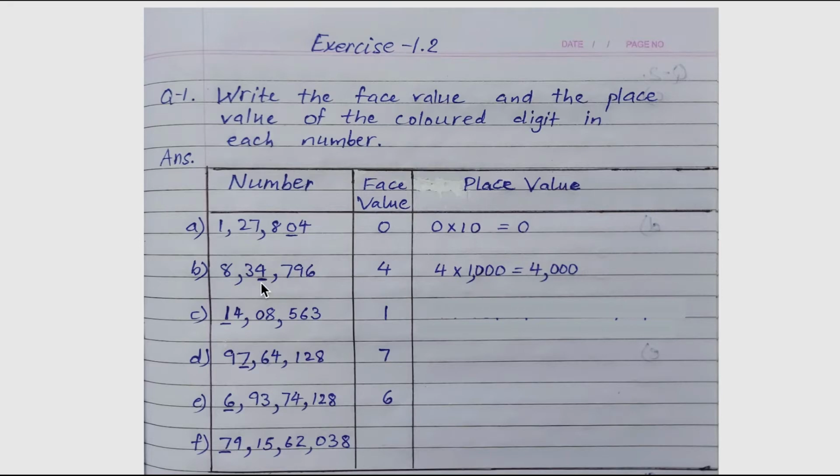Now over here in B, we have digit 4 which is highlighted, colored. Now we have underlined it over here, and its face value is the digit itself, so 4, and its place value is 4 multiplied by value of the place where it is located. So over here it is at thousands place. Ones, tens, hundreds and thousands. So 4 multiplied by 1000 which is equal to 4000. Then you have to complete this entire question in this manner.